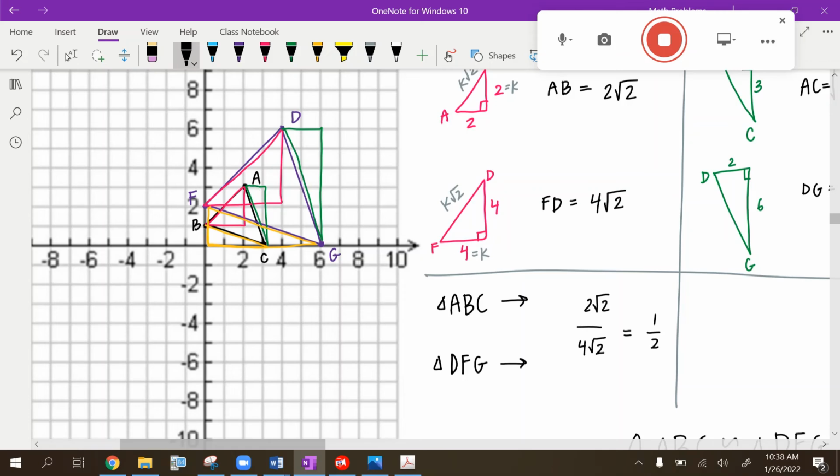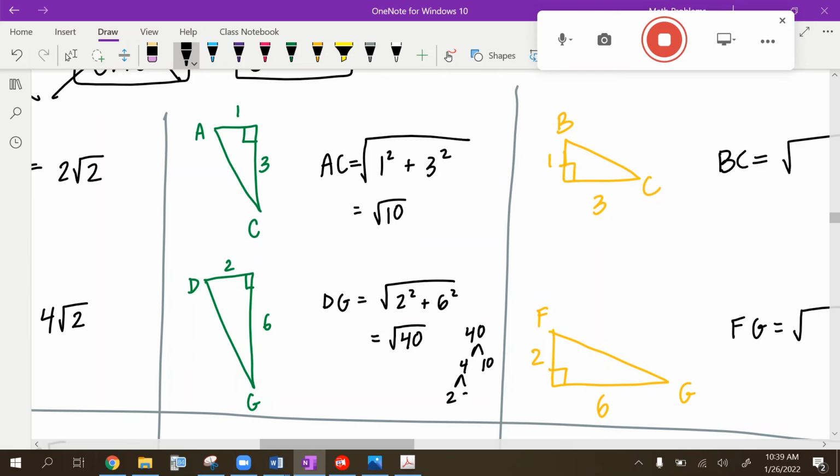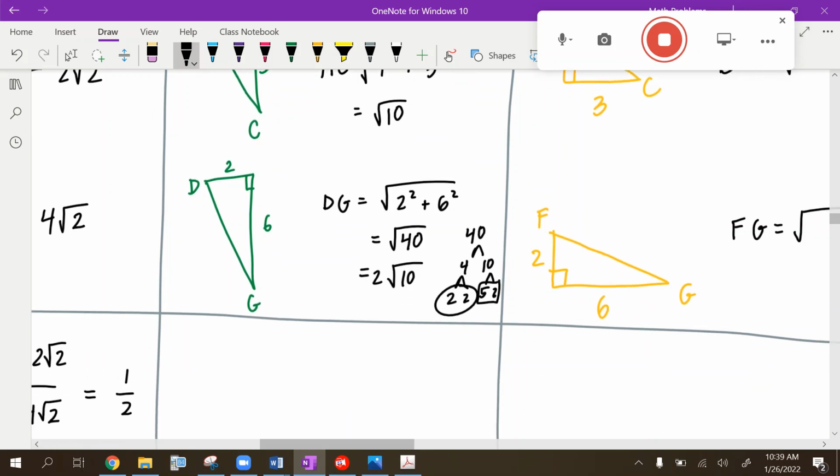Remember, to find the length of a slanted side, I draw a right triangle using that as the hypotenuse. For AC, I'm going to need to do 1 squared plus 3 squared and then square root it. So I get the square root of 10. For DG, I need to do 2 squared plus 6 squared. I get square root of 40. Now this can reduce because if I do a factor tree on 40, I find a pair of factors, 2 times 2. That means 2 can come out, and then 2 times 5 has to stay under the radical, so square root 40 is the same as 2 square root 10.